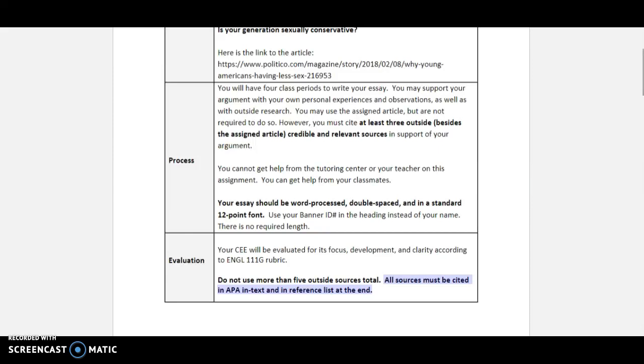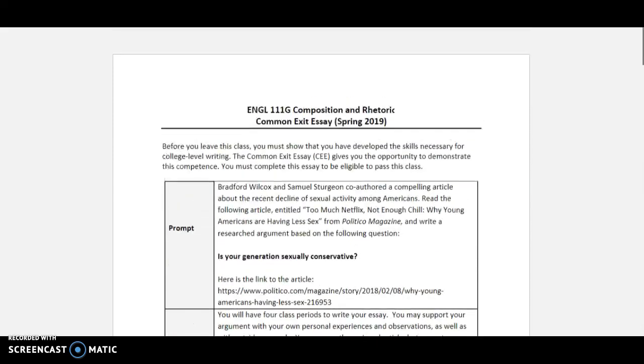Also, something to keep in mind is that this is not worth any points. This is only considered a pass or fail. So if you pass it after the first or second revision, then you get a pass. If you don't pass it, then you get a no pass, which will result in a failing grade. So you don't necessarily get any points for this. It's just a pass or fail.